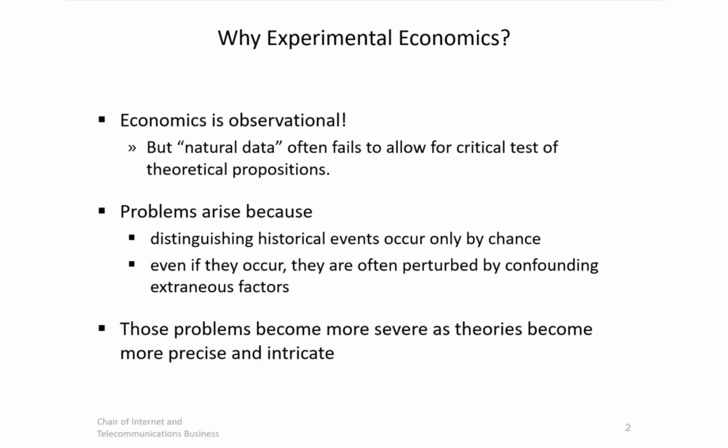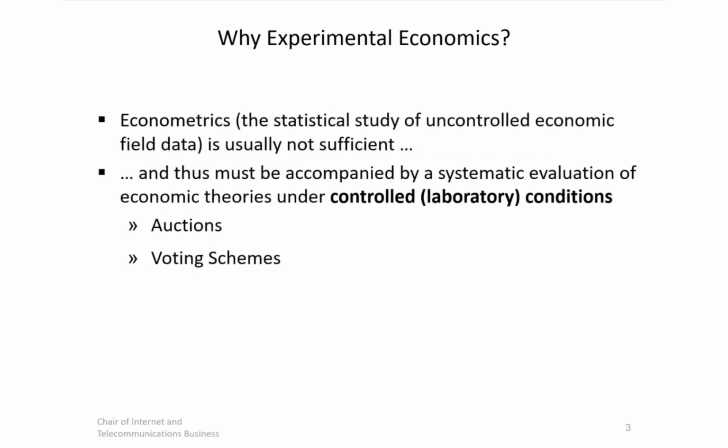What is meant by this is that the change might be occurring because of multiple things happening at the same time. Okay, and so we're not able to pinpoint, or at least disentangle, the exact effect of our variable of interest on the dependent variable. Okay, and these problems become more severe as theories become more precise and intricate.